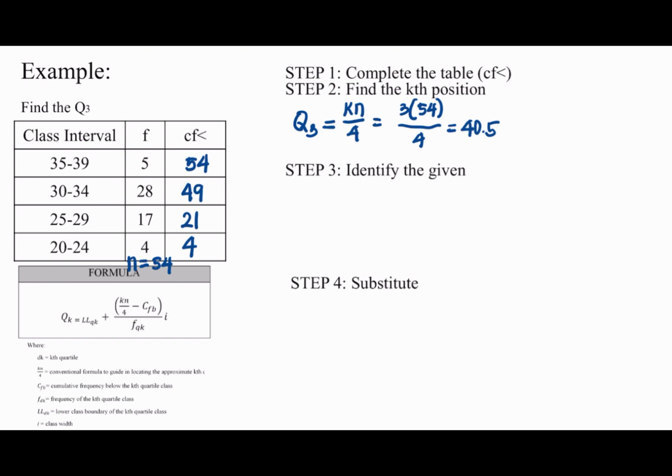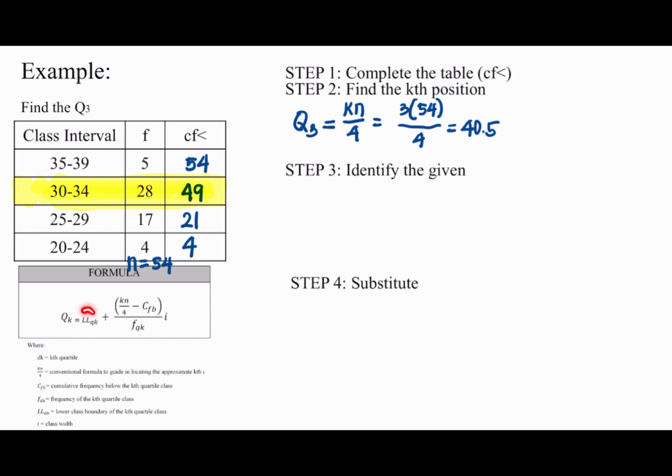To do that, we will be locating 40.5 based on the less than cumulative frequency. Where can we see 40.5 in the less than cumulative frequency? Of course, it is located here. Therefore, this one is the third quartile class. That would be the basis of identifying the given. Now, we will identify the given. We will base the given on the third quartile class. Take note that this is your third quartile class.